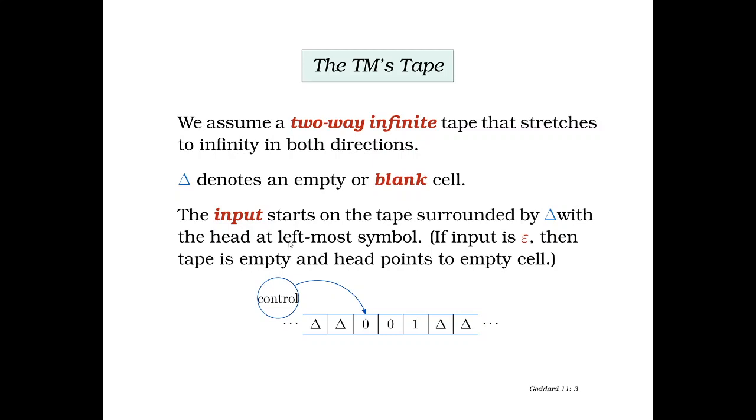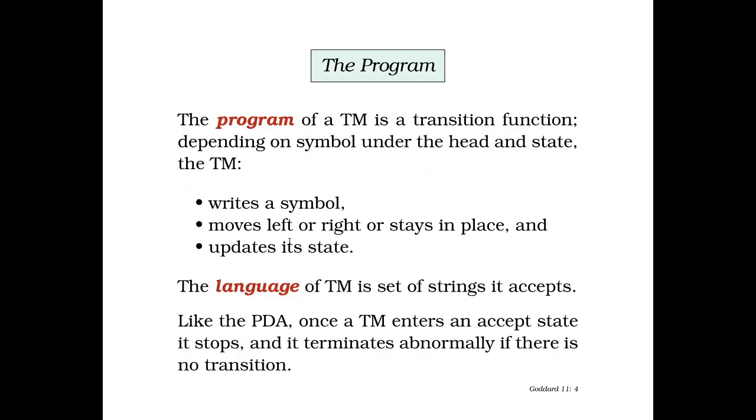So if you look at this diagram, you can see that there's a tape, there is a string, and the string is surrounded by deltas, and there is a control which essentially dictates how exactly the head will move next.